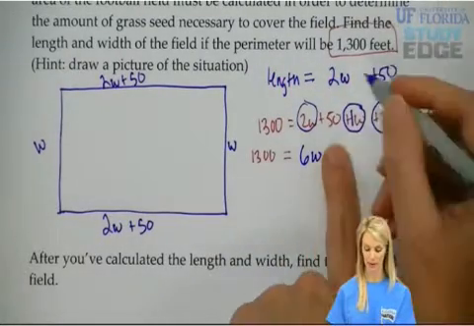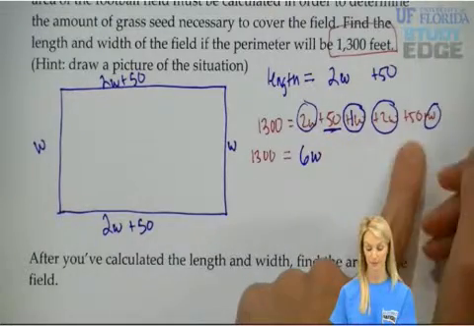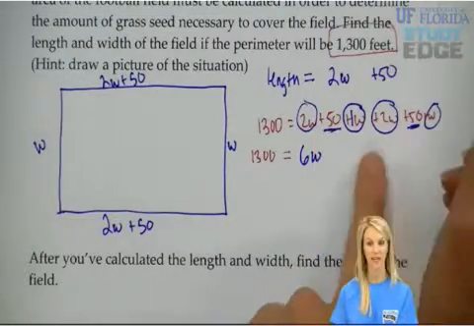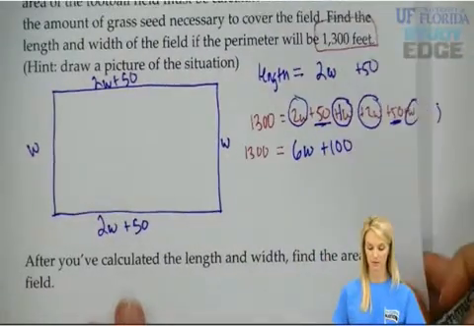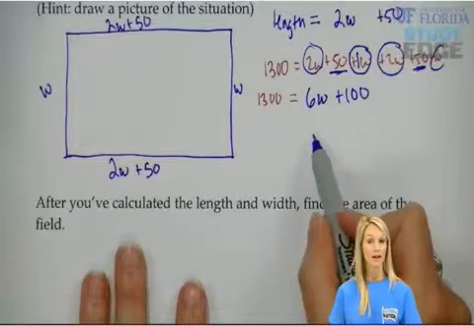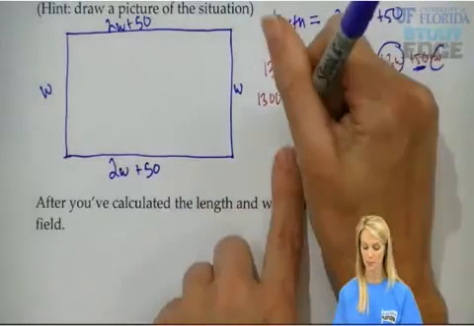All right, what about my numbers? Now I want to combine these terms. Do I have any other numbers I can combine? 50 and a 50. 50 plus 50 gives me what? You got it. 100. So 6W plus 100 is equal to my perimeter of 1300.